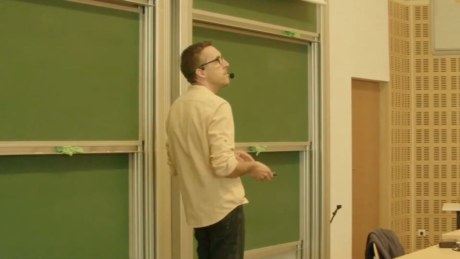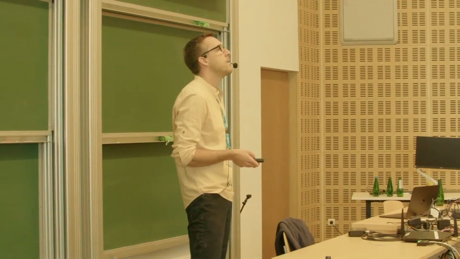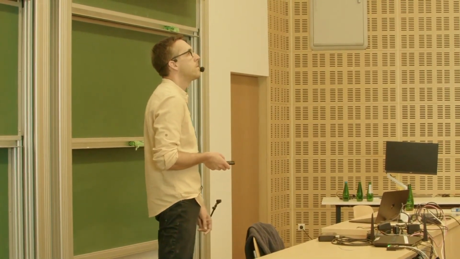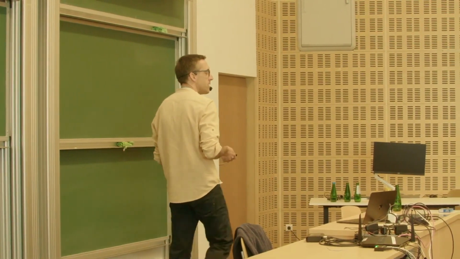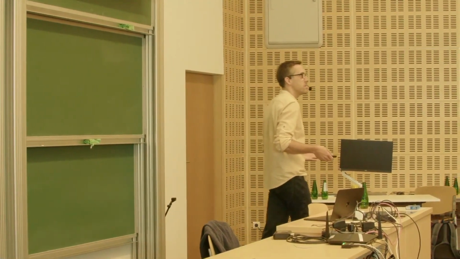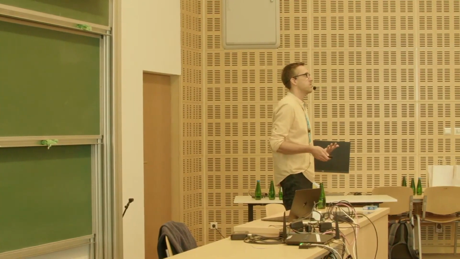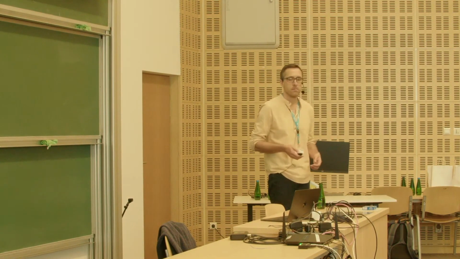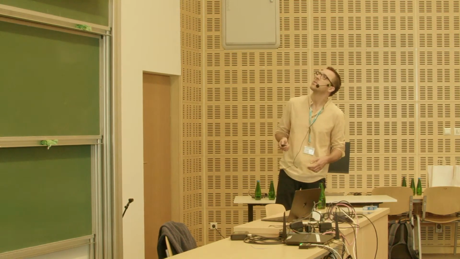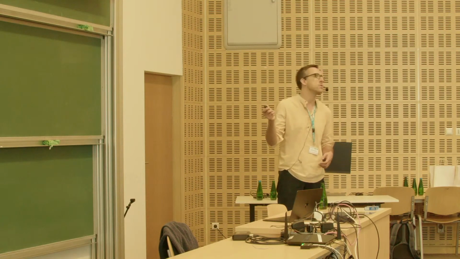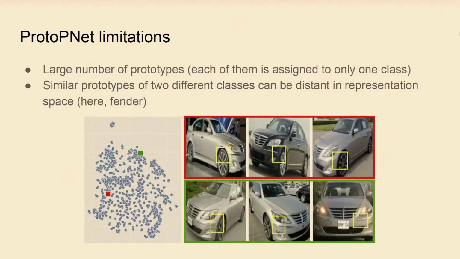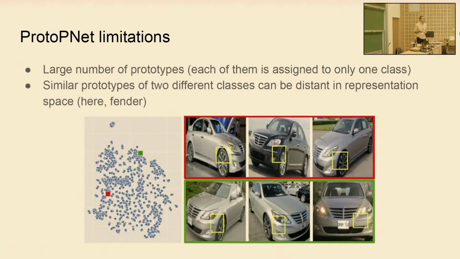So one quick question on the computational power. This seems like this scales with the number of classes that you have, which will be very high in some cases. So the number of prototypes increases with the number of classes, right? Yes, and the filters also increase. So that is the main limitation, the large number of prototypes, because each prototype is assigned to only one class, right?